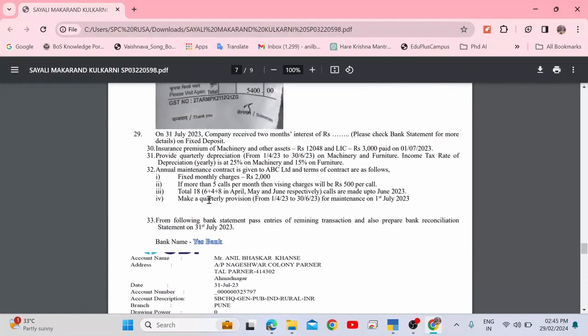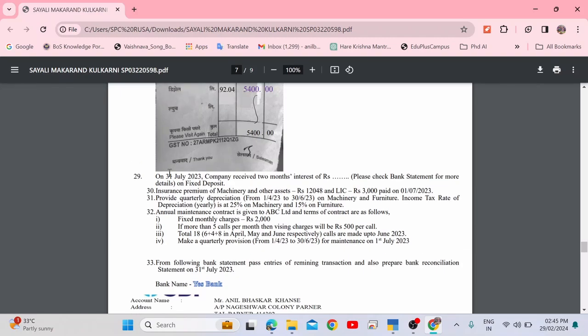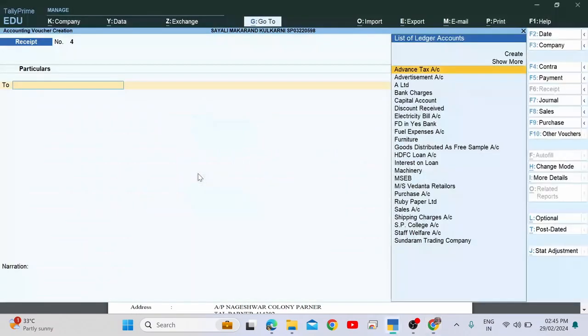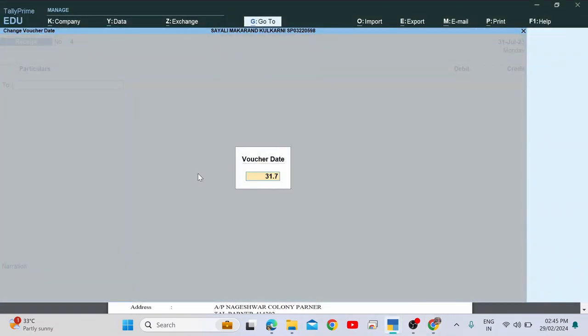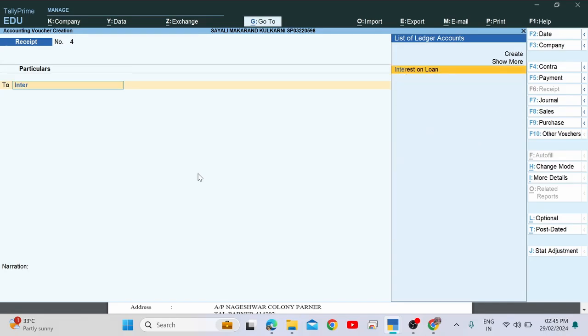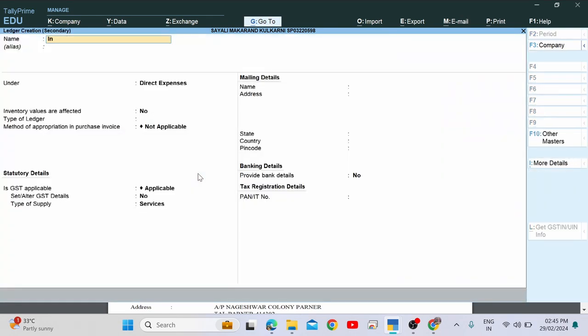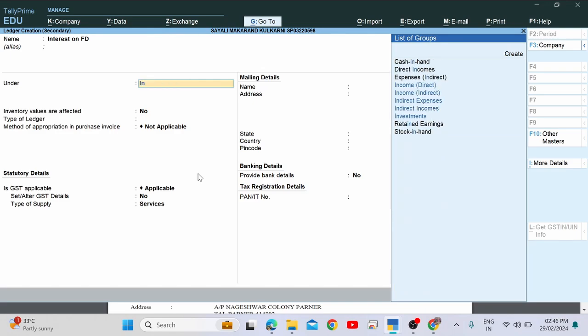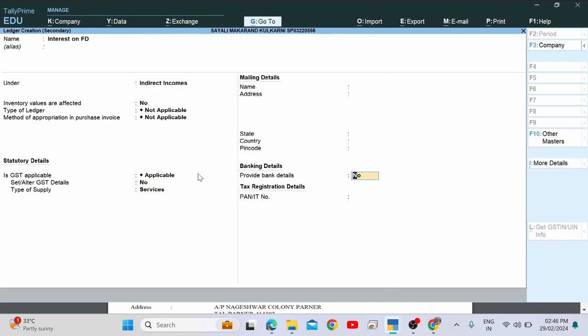Date of transaction. Now on which date? 31st July only. Same date is 31st July. Now select 31st 7, and then what you have received, interest, that is important. The interest on FD, interest on loan we have, but we don't have interest on FD, but we want to create interest on FD. Interest on FD under what? Indirect income. This is your indirect income.